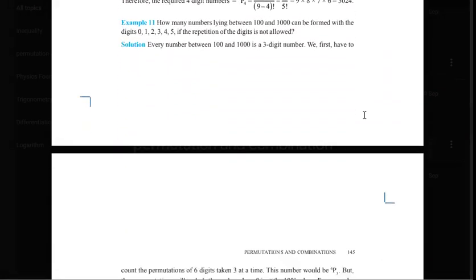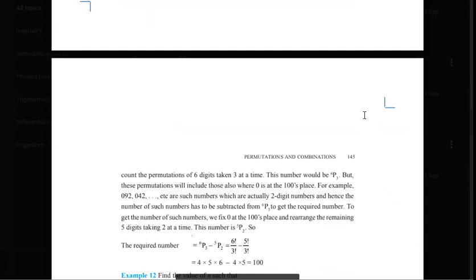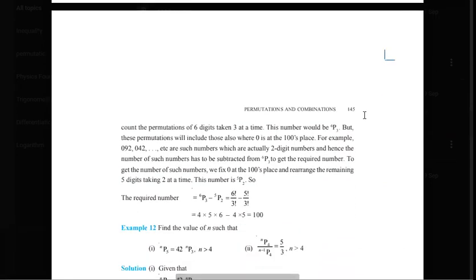Now let's see question number 12. Everyone, question number 12: nP5 is equal to 42 into nP3. Find the value of n. Tell me, everyone.